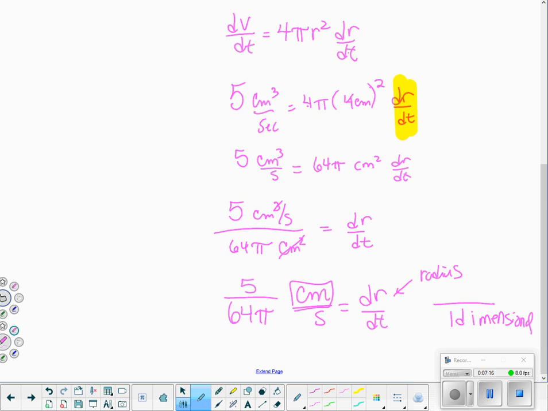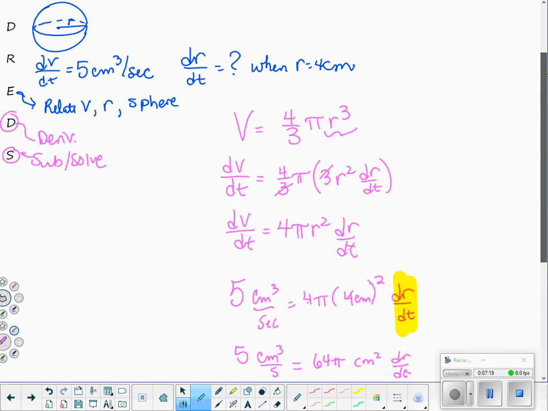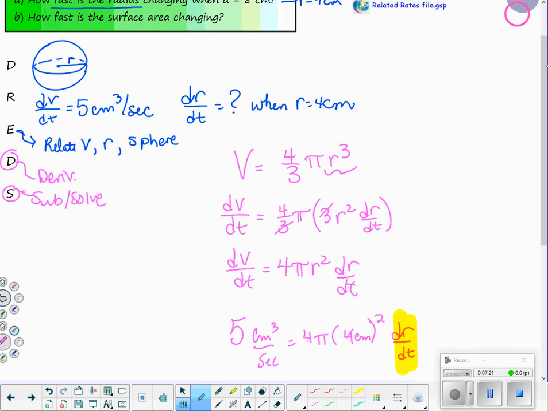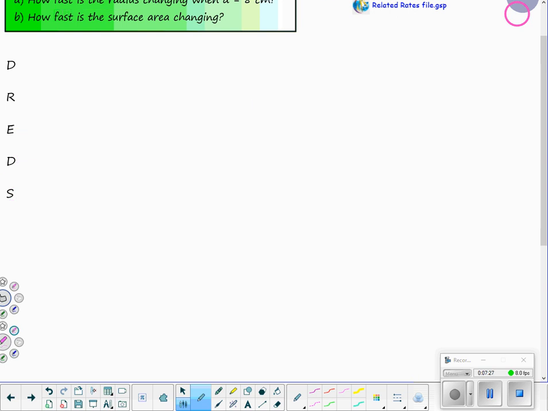Okay, there is a part 2 to this problem. And part 2 says, how fast is the surface area changing? To do surface area, I am going to need a whole other equation. Pretty much, you have your givens, you can just keep them there. It was 5, and the when was when the radius was 4. And we want to find dS/dt, the changing rate of the surface area.